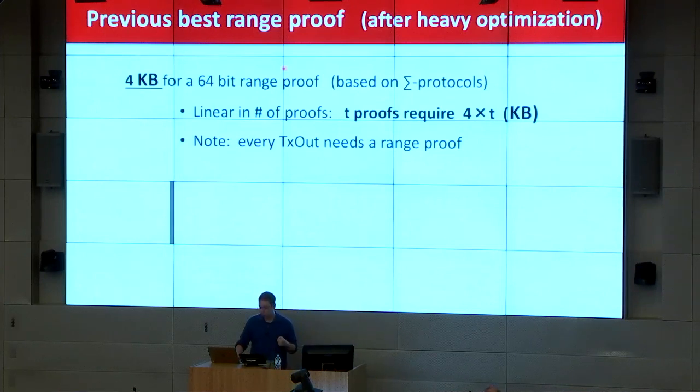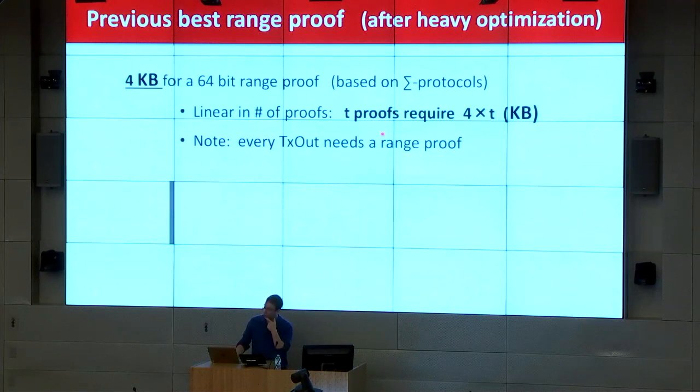And so for a 64-bit range proof, the size of the proof was 4 kilobytes. Just so you understand, every transaction output would have to have a 4 kilobyte range proof to argue that the output is legitimate. Remember I said before that what goes in the transaction are the signatures? That's already quite large. Now we're asking people to add another 4 kilobytes on every transaction output. So that's going to shrink the number of possible transactions in a block quite a bit. This is quite expensive, so this is kind of unfortunate.